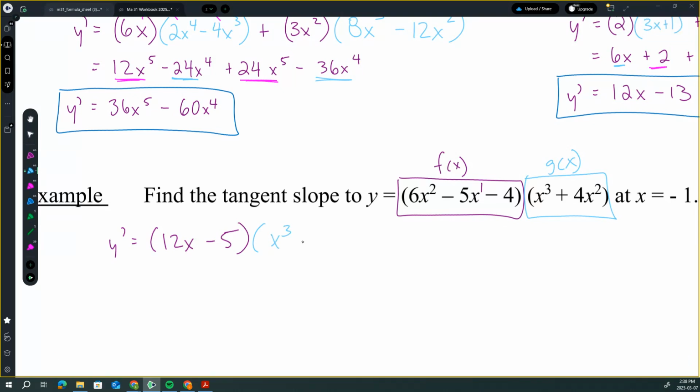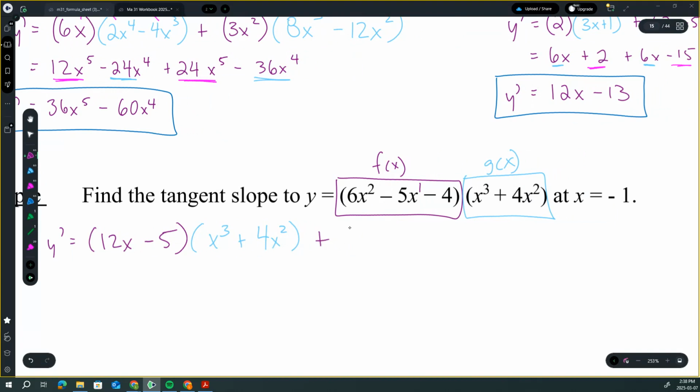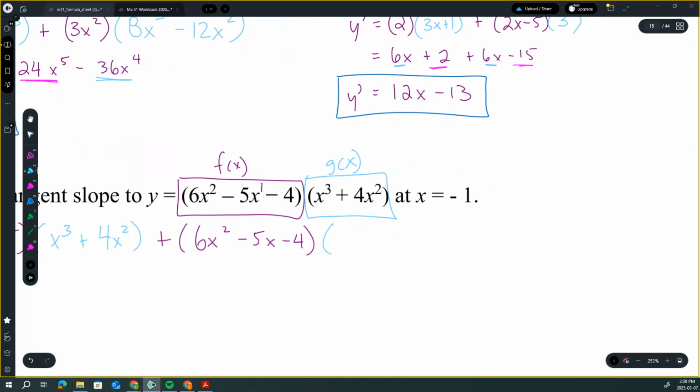And then we're just writing our second one normal. We're not doing anything to it. Plus, now we don't do anything to our first function, and we derive our second function. So the derivative of x cubed is going to be 3x squared. The derivative of 4x squared is going to be 8x, because we're taking 2 times 4. That gives us the 8. Subtract 1 from the exponent. That's why it's x to the power of 1.